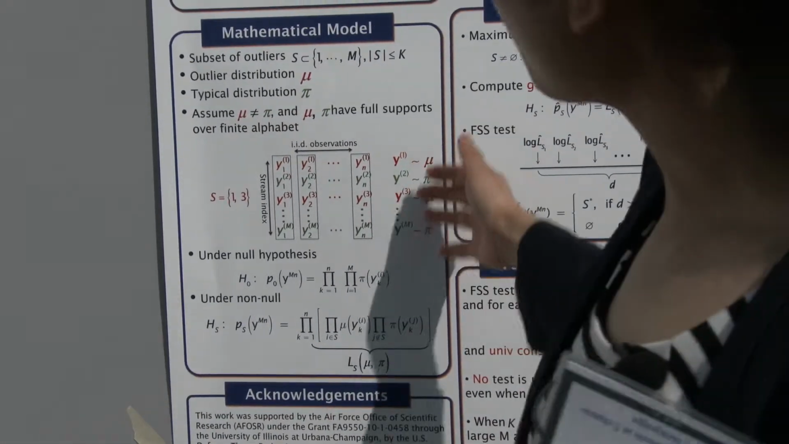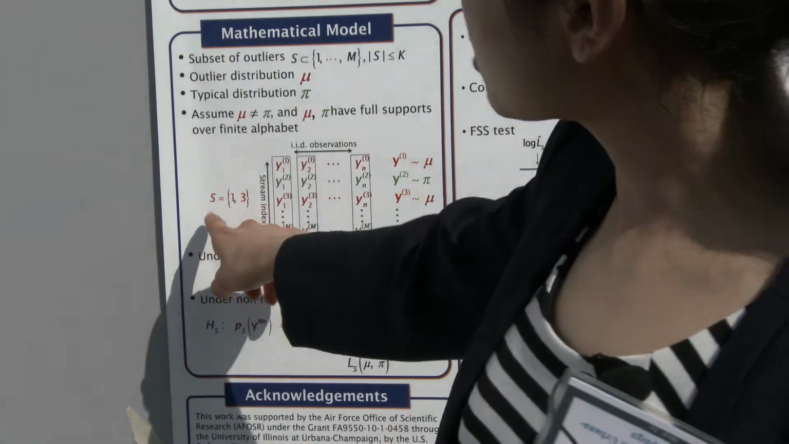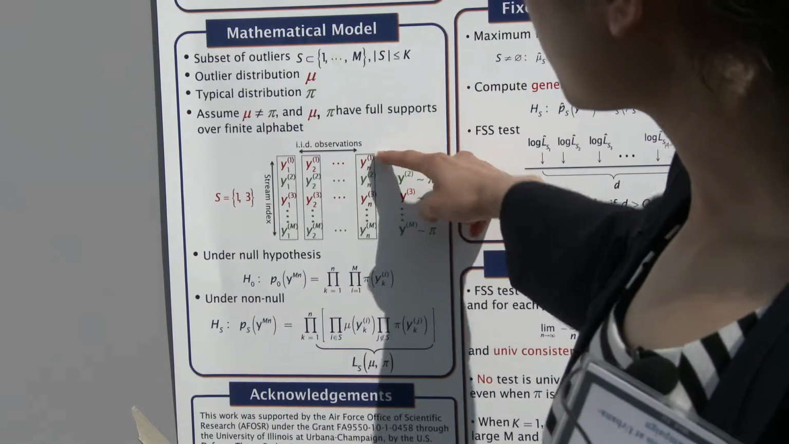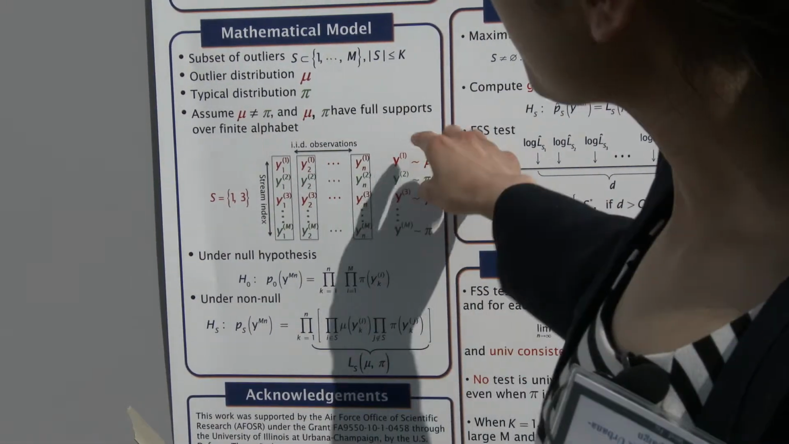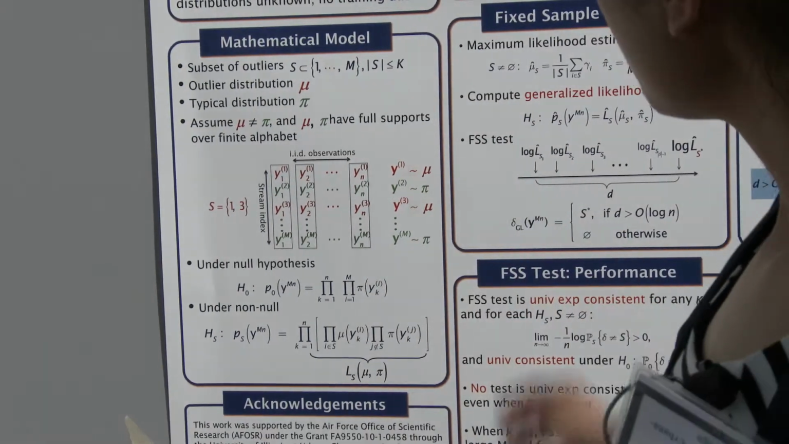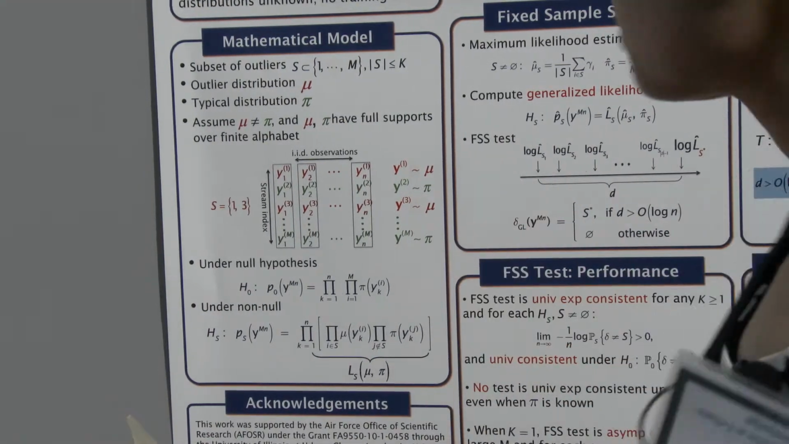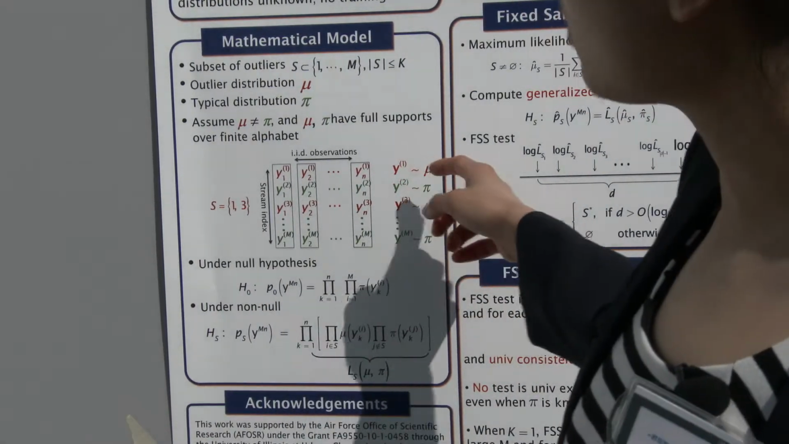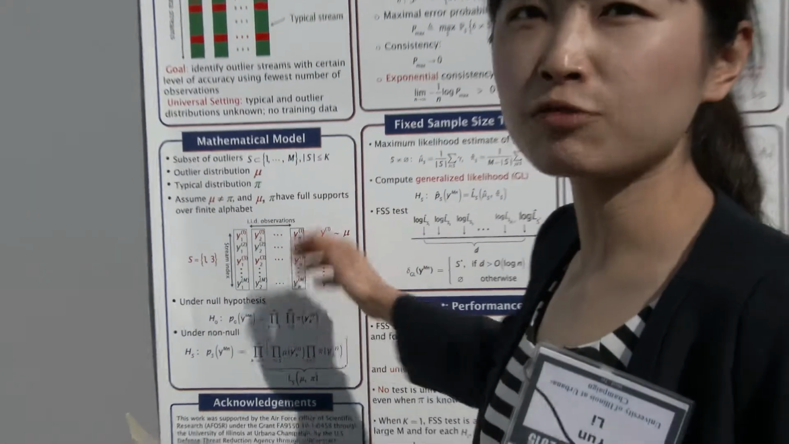Here is an example of this situation. Here S is equal to {1, 3}. The first and the third sequences are outliers, so the observations in those two sequences follow the distribution mu. The rest of the observations are generated by pi. We assume that within each sequence, the observations are i.i.d., and every sequence is independent of the others.